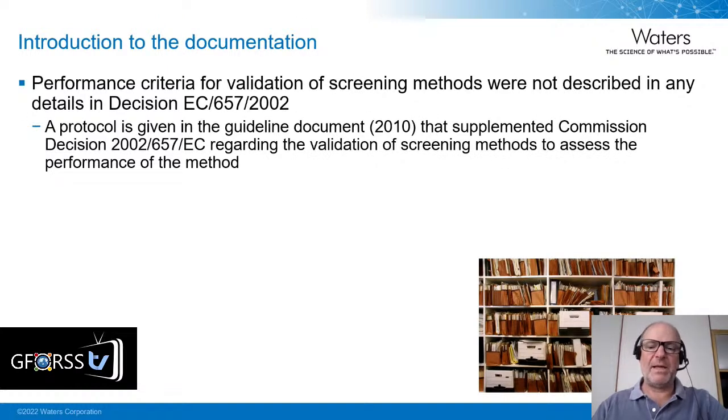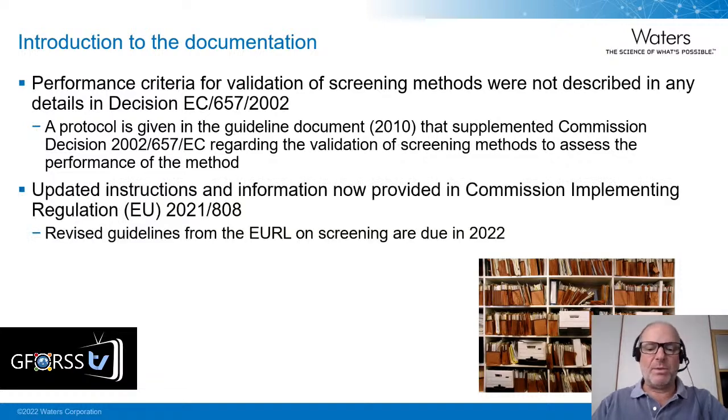As I said in the previous slide, this approach is only practical when non-compliance is very low. Performance criteria for validation of screening methods weren't really described in any detail in the original Decision 657, so a protocol was devised by the European Union reference laboratories at the time to supplement this decision, and it gave a lot of useful details. Now, of course, we're talking about Commission Implementing Regulation 2021/808, and updated instructions and information are now provided. However, there will be some revised guidelines from the European Union on screening to help you implement these instructions, which will be due later this year.